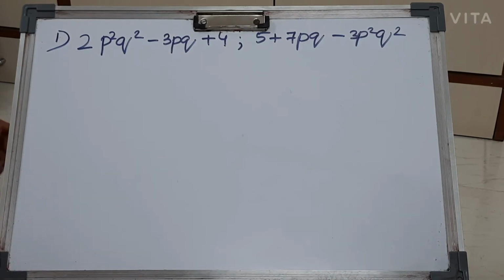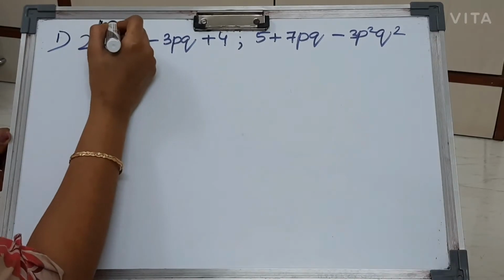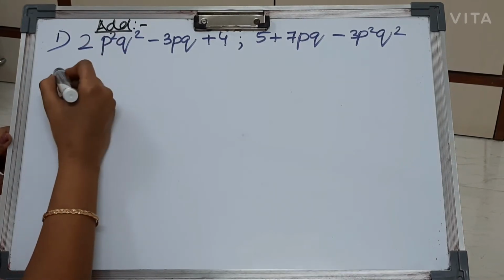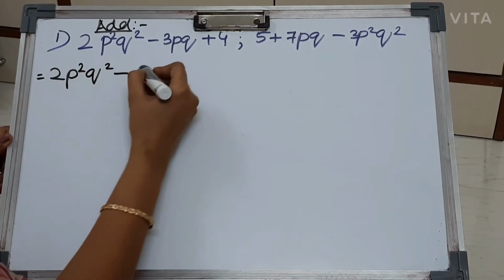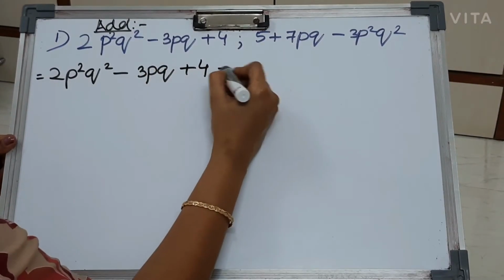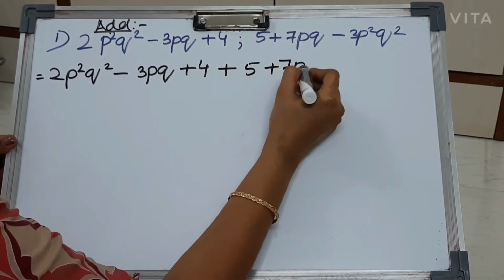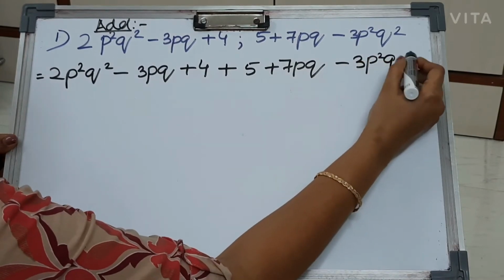Now let's add this polynomial. So we have to add this. How are we going to add? Now we have to be very careful in adding this. 2p square q square minus 3pq plus 4. What we have to do? We have to add this: 5 plus 7pq minus 3p square q square.